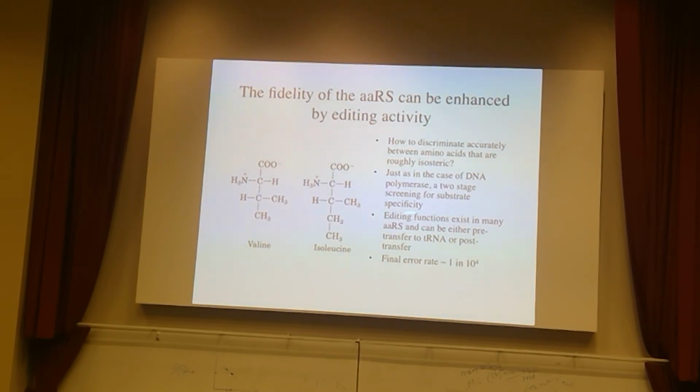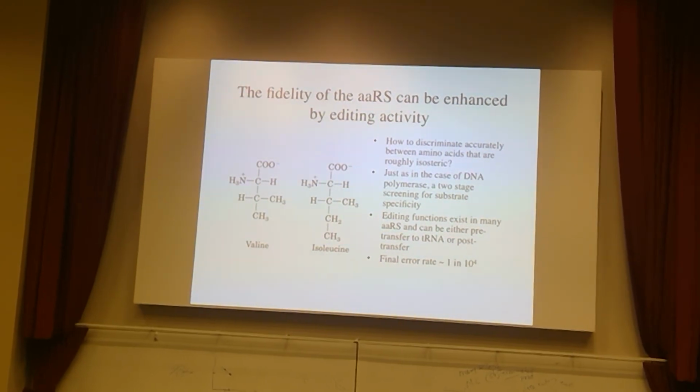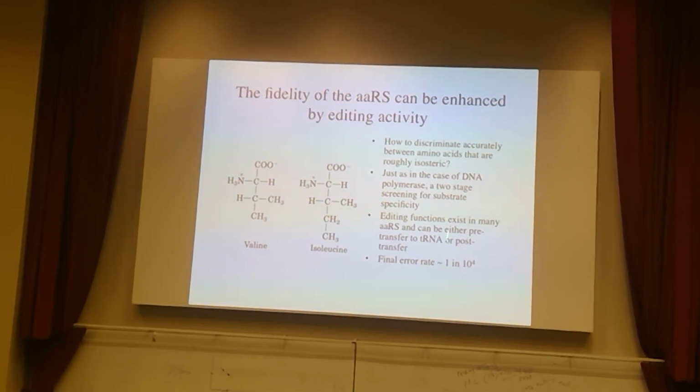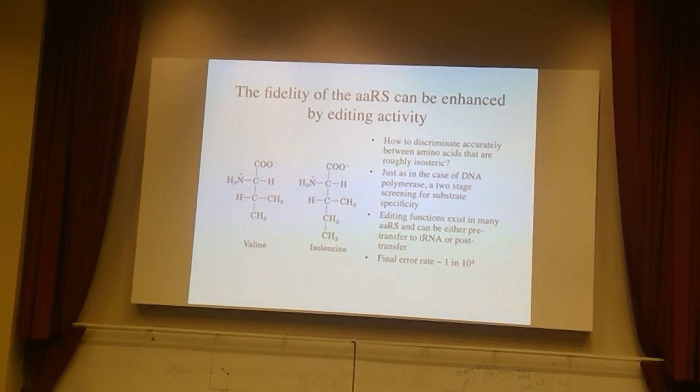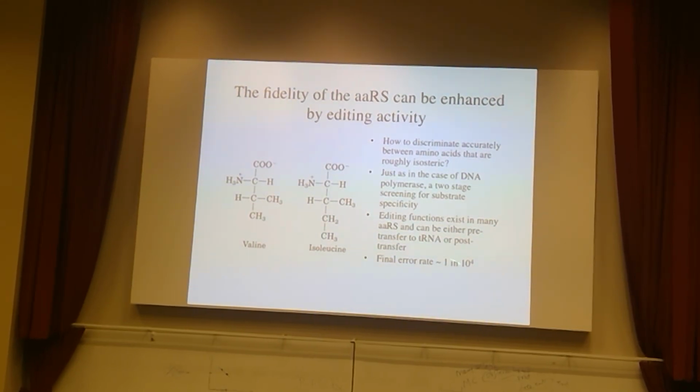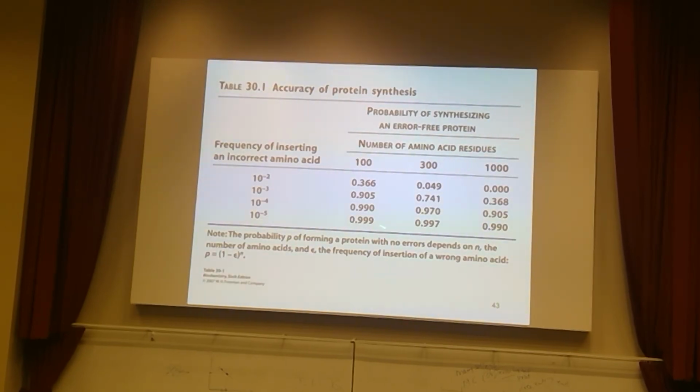So editing functions exist in many aminoacyl tRNA synthetases, and there's different ways that they perform this editing step. We won't get into the nitty-gritty, but I'll tell you that the final error rate is about 1 in 10 to the 4, and that's pretty darn good. And it's important that it needs to be that good, because you can calculate, like, if the frequency was sloppier, let's say it was right 1 out of every 100 times. Well, if you were making a 100 amino acid protein, you'd be making something not quite right a lot of the time. You'd only be getting it absolutely correct about 37% of the time.